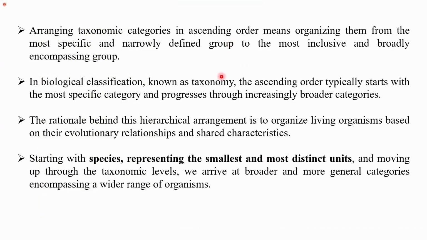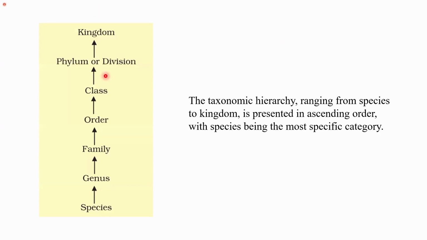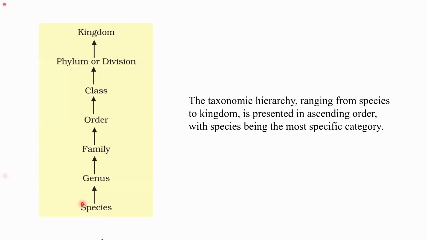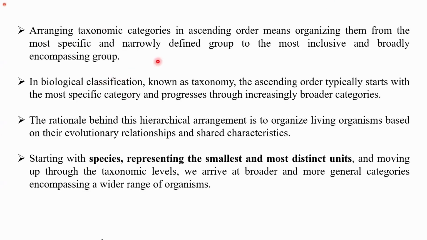So basically, I was telling you about the species being the most specific category, and we will learn about this in detail. We will be able to better understand this using the example of Homo sapiens, that is humans. So, arranging taxonomic categories in ascending order. What do I mean when I say that I arrange the taxonomic categories in ascending order? It means organizing them from the most specific, that is the species, and narrowly defined groups, to the most inclusive and broadly encompassing group.